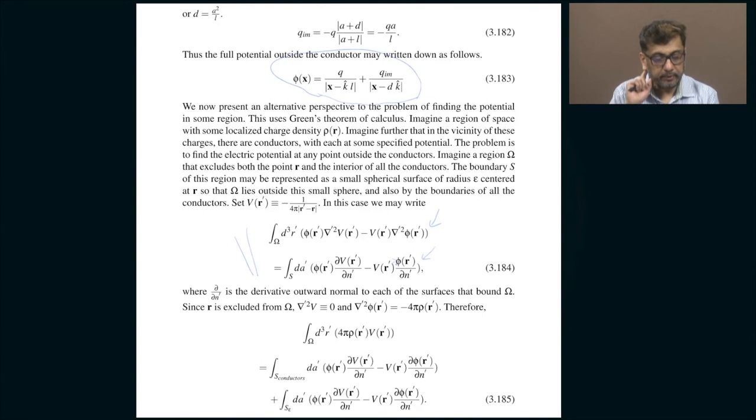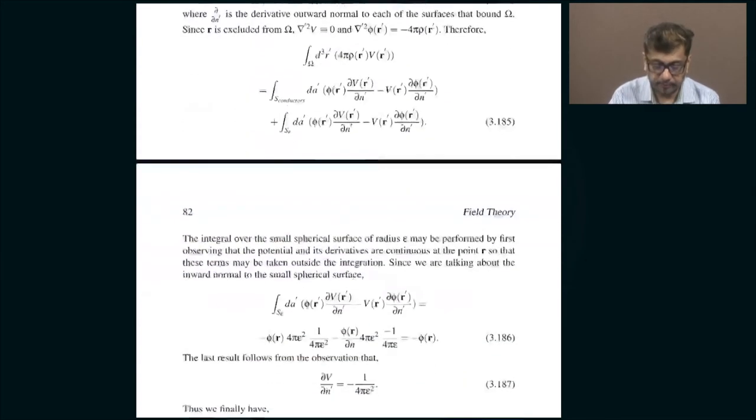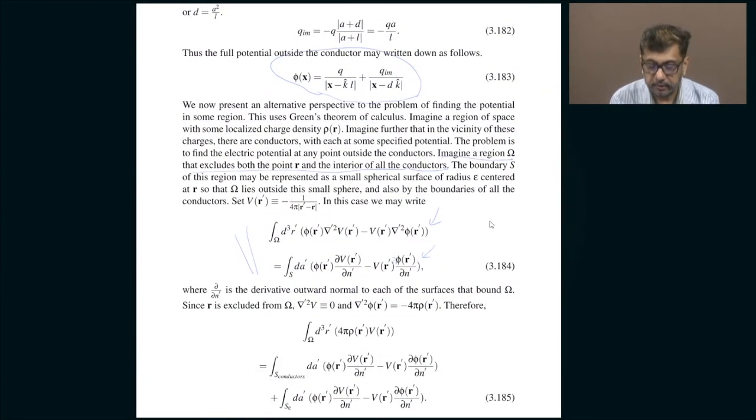So, now what I am going to do is imagine a region omega that excludes a point r and the interior of all the conductors. For this I have to draw pictures. So, imagine you have a bunch of conductors.